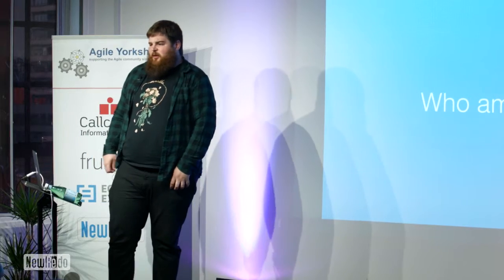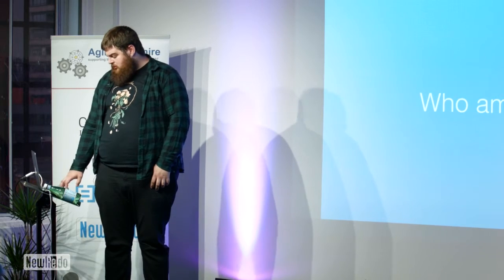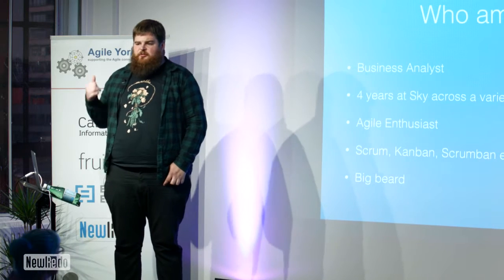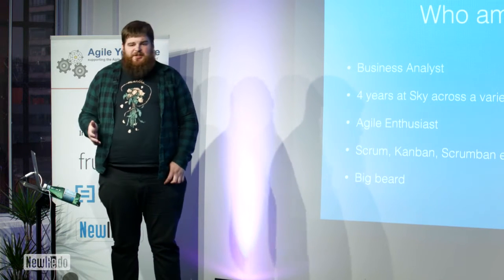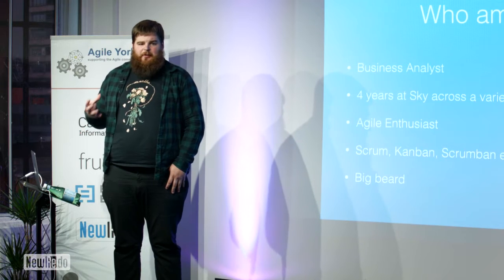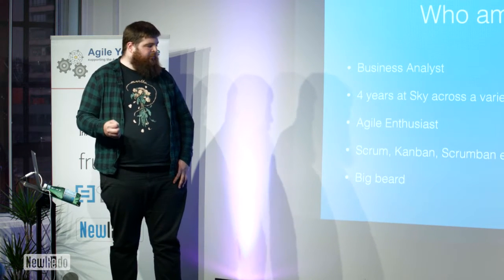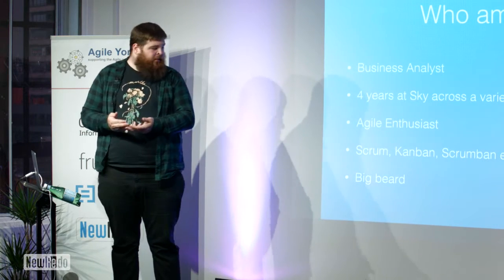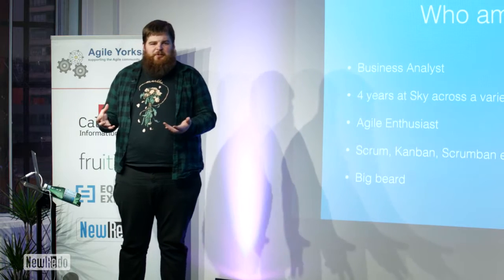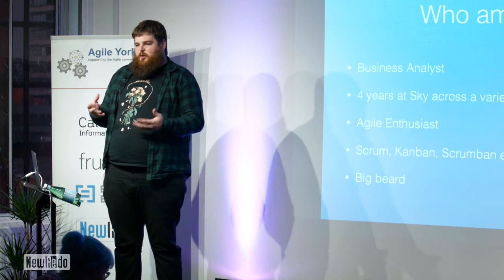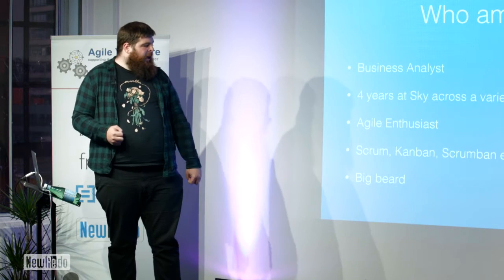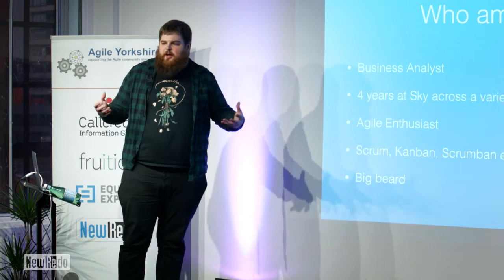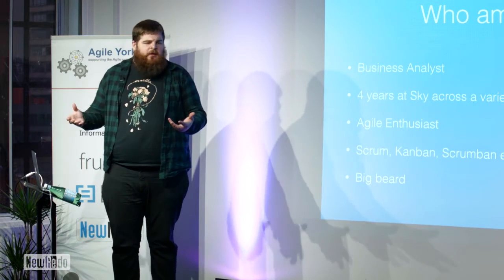So I thought I'd start with who am I and why am I here? My name's Josh and I've been at Sky for 4 years since I left Uni of Leeds. I'm a business analyst and I'm really enthusiastic about how that works in Agile. In my time at Sky, I've done a bit of everything. So Scrum, Kanban, Scrumban. Every team's got their own way of doing these things. We can put labels on them, but they're all slightly different. And if you asked anyone at Sky, who's Josh? Well, he's the big guy with the big beard, the one that looks a bit like a bear. So yeah, that's me.